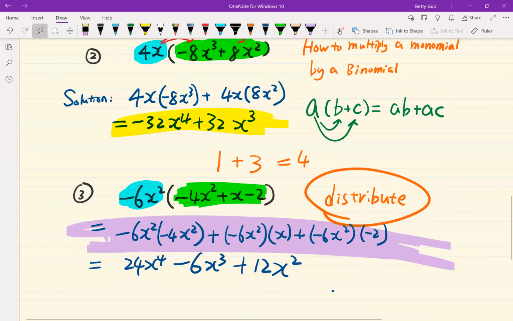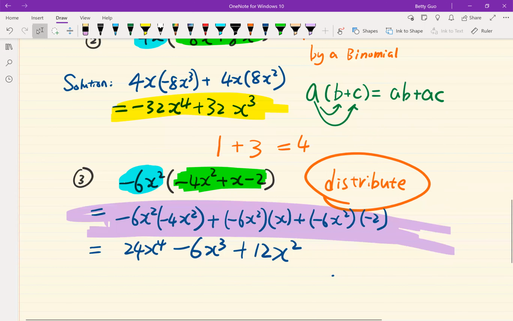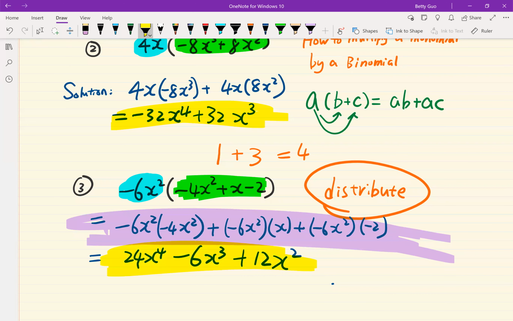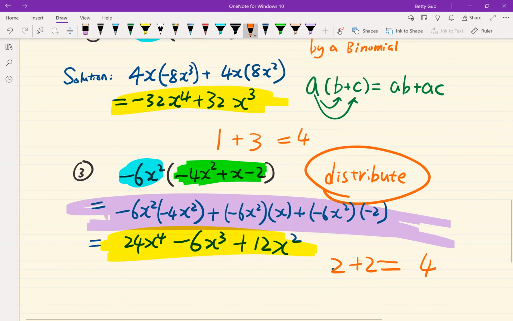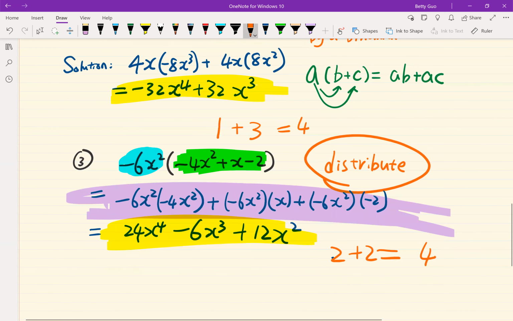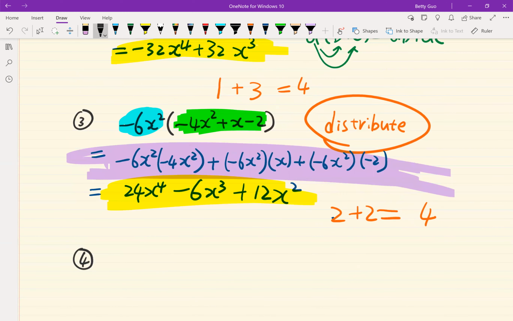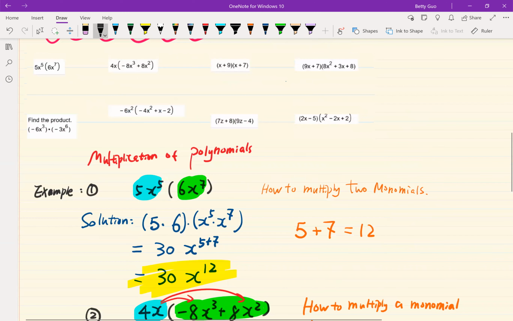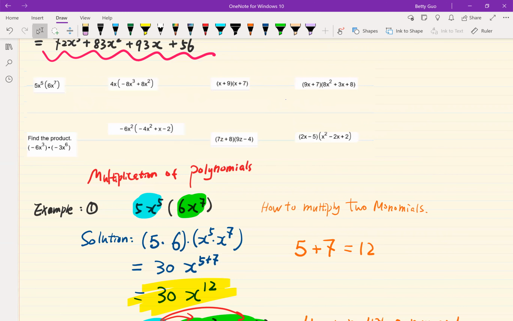Let's see for number 3. What's the degree of the blue? Degree of the blue, 2. What's the degree of the green? What's the degree of the yellow, the product? You see it again, right? Okay, number 4. Number 4, we are going to learn a very important technique.